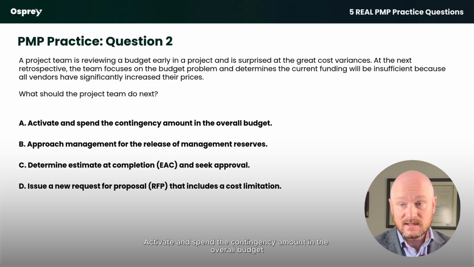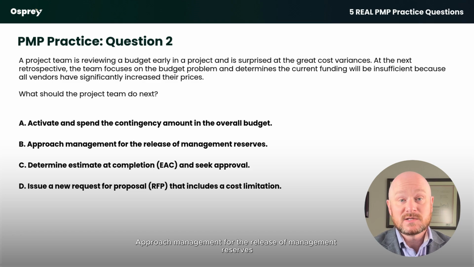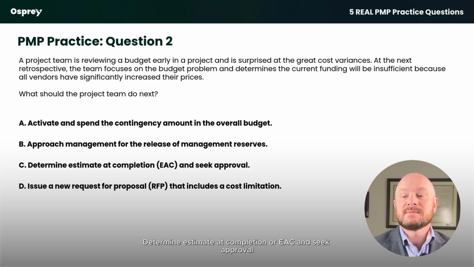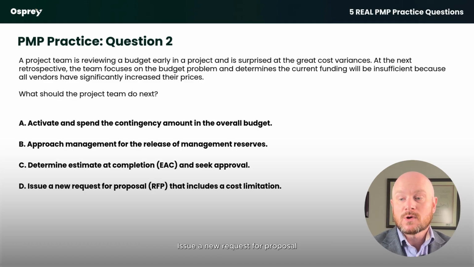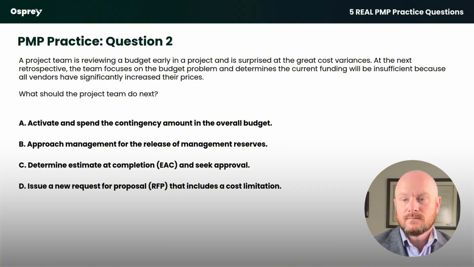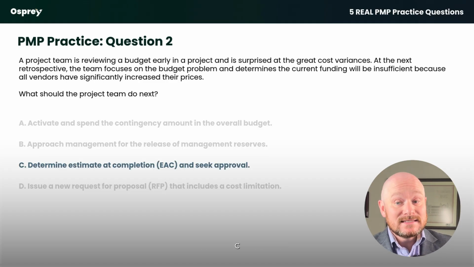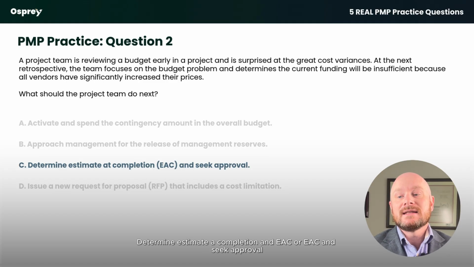Activate and spend the contingency amount in the overall budget, approach management for the release of management reserves, determine estimate at completion or EAC and seek approval, or issue a new request for proposal or RFP that includes a cost limitation. Correct answer here, folks, is C, determine estimate at completion or EAC and seek approval.